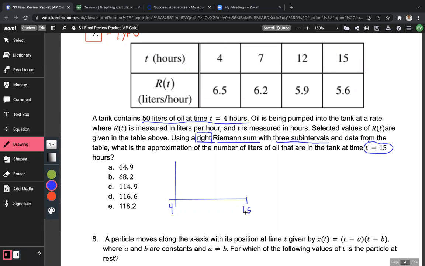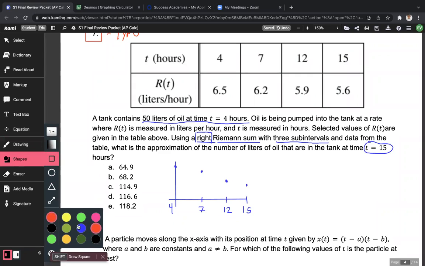Got time from 4 to 15 hours, 7 and 12. This is not to scale, and that's fine because we're doing this pretty quickly. All right, and then I've got at 4 hours, we have 6.5. At 7 hours, 6.2. Again, not to scale. 5.9, and we'll say 5.6 is down here.